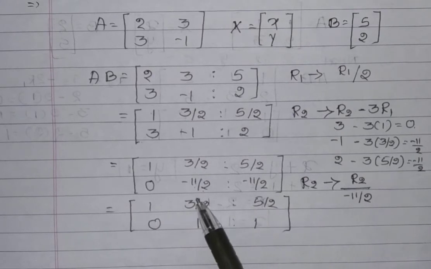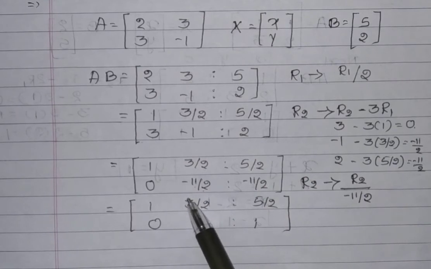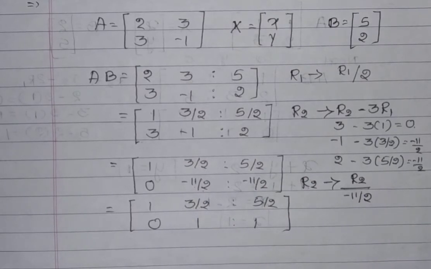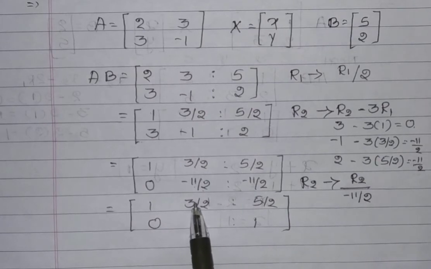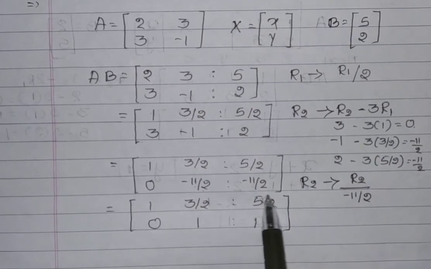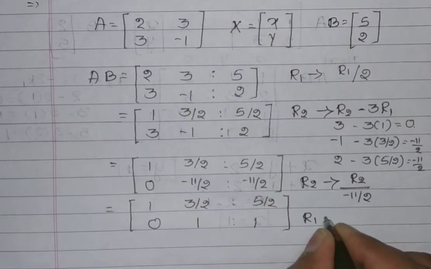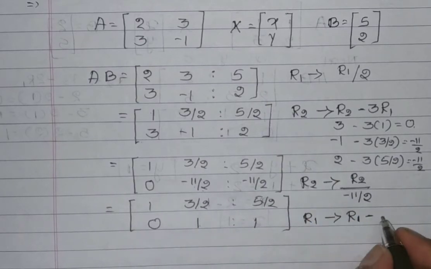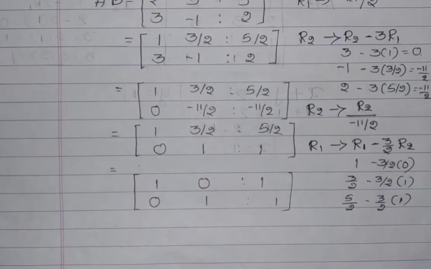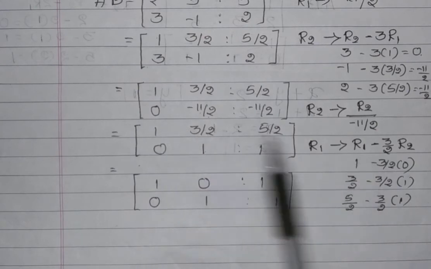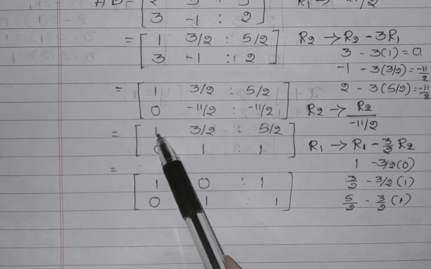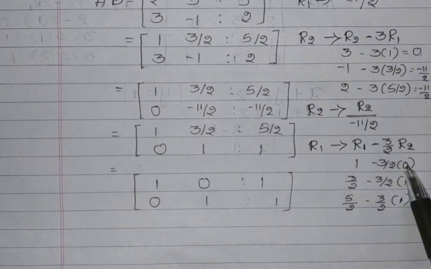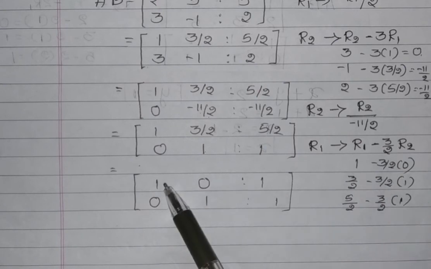Next, now we have to reduce this 3 divided by 2 as 0. For that, apply transformation. 3 divided by 2 belongs to R1 row element. Therefore, R1 row changes to R1 minus 3 divided by 2 times of R2. R1 row first element is 1. So substitute minus 3 divided by 2 times of its corresponding R2 row element is 0. So this is 1 minus 0, 1 will remain.